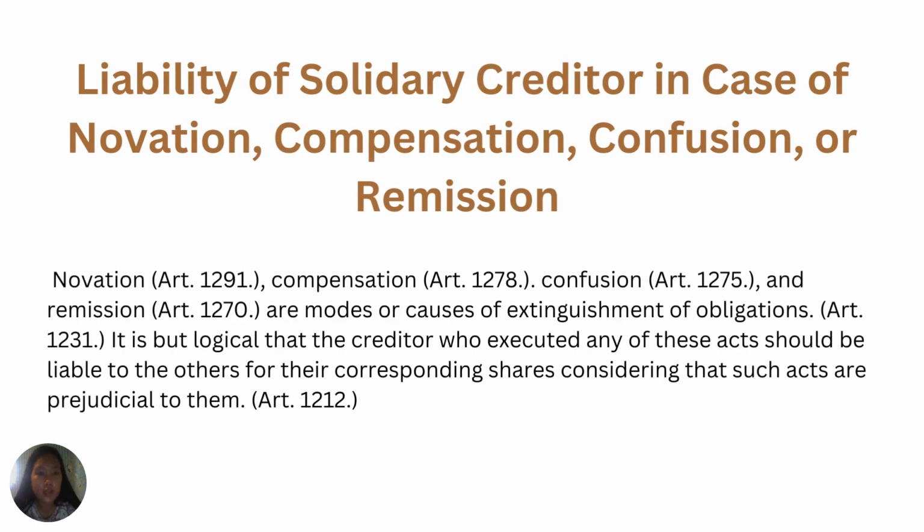So the liability of solidary creditor in case of novation, compensation, confusion, or remission. Novation, you can see it in Article 1291, compensation, Article 1278, confusion, Article 1275, and remission, Article 1270, are modes or causes of extinguishment of obligation. So Article 1231. It is but logical that the creditor who executed any of these acts should be liable to the others for their corresponding shares, considering that such acts are prejudicial to them, according to Article 1212.